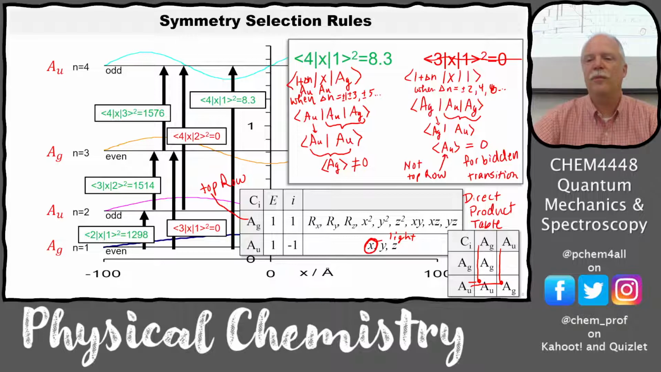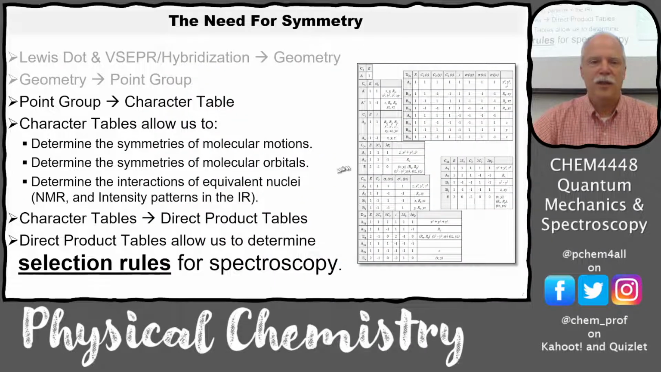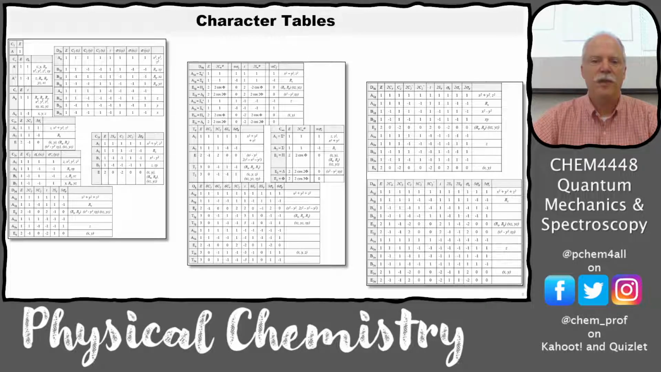When they did it for the particle in a box, we could do it for benzene, we could do it for everything. So these are the character tables. Let me just show you, we're just going to sort of fly through the next few slides. Here's all of the ones I gave you. There's lots and lots of different Mulliken notations, different symmetries of the wave functions and motions of the molecule.